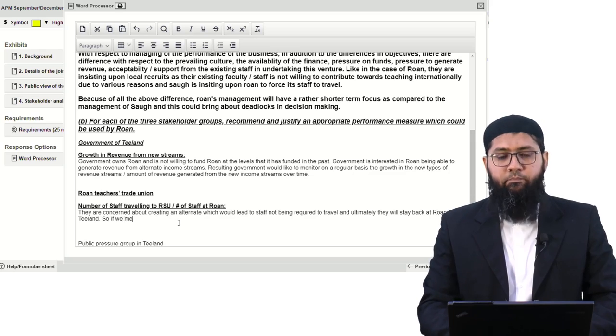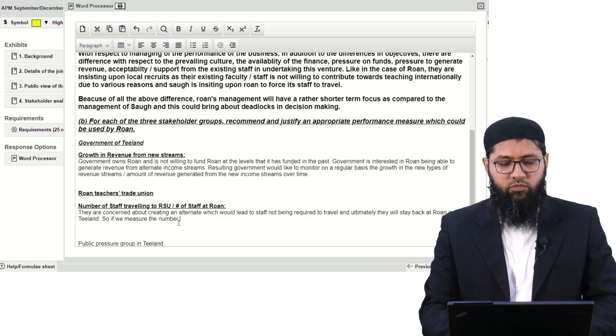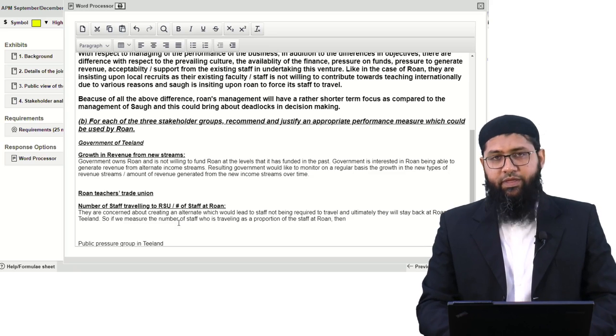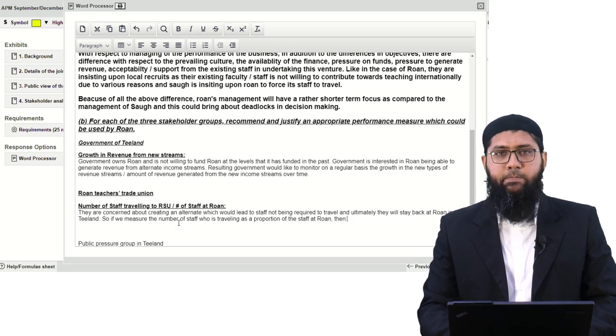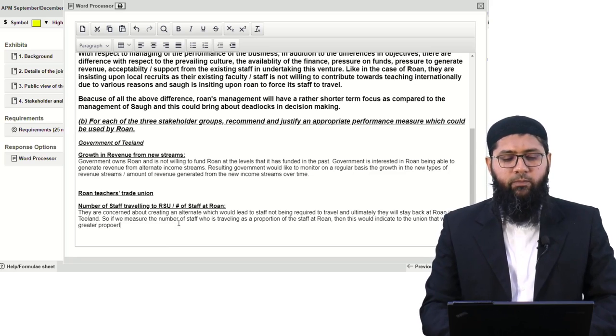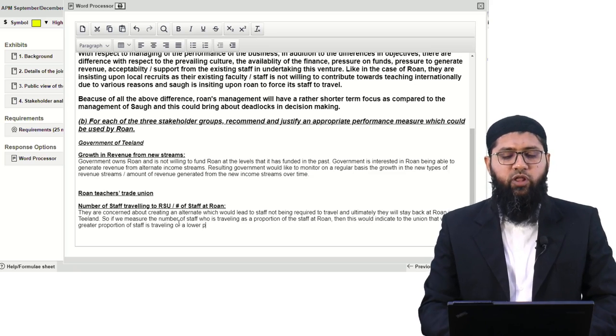So if we measure the number of staff who are traveling as a proportion of the staff at Roan, then this would indicate to the union whether a greater proportion of staff is traveling or a lower proportion of staff is traveling.